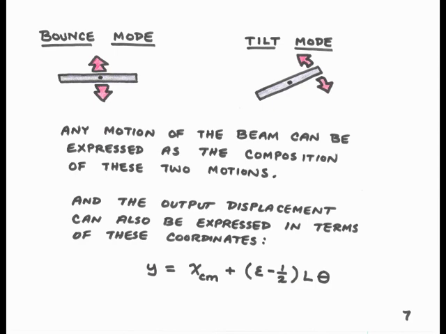We can think of any motion of the rigid beam as being a combination of a certain amount of bounce and a certain amount of tilt. And so that's the idea behind modal coordinates, is that any motion can be made of a combination of these two modes. We already gave the kinematic equation that allowed us to express the displacement at any point along the beam in terms of these two modal coordinates. That equation was y equals xcm plus (epsilon minus 1/2 L) times theta.